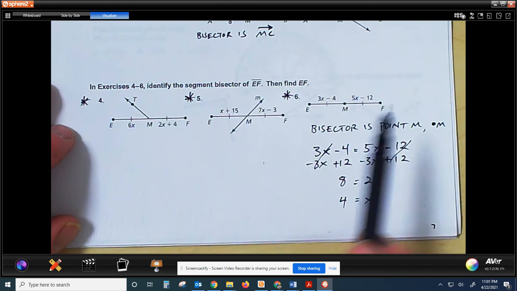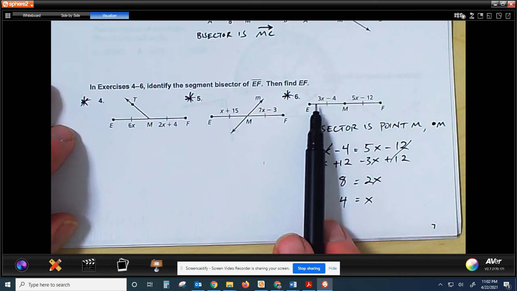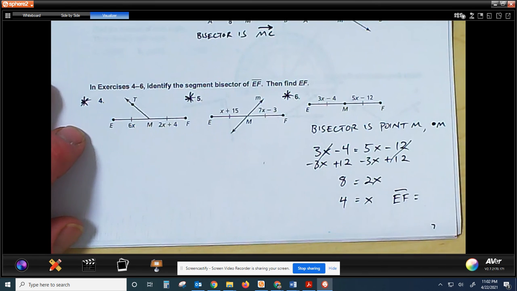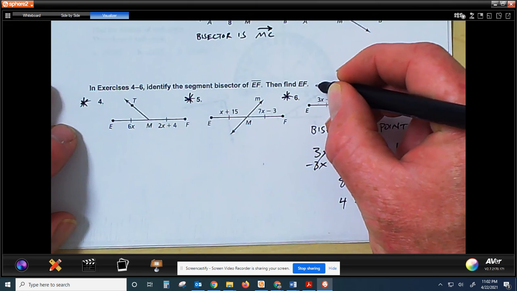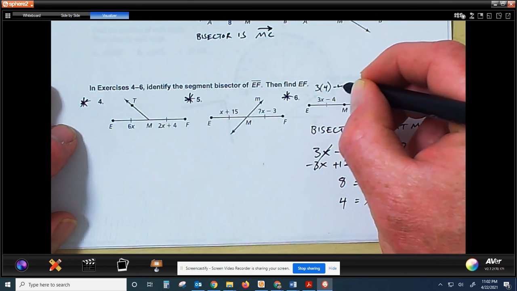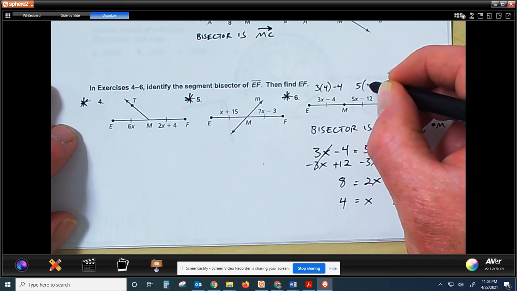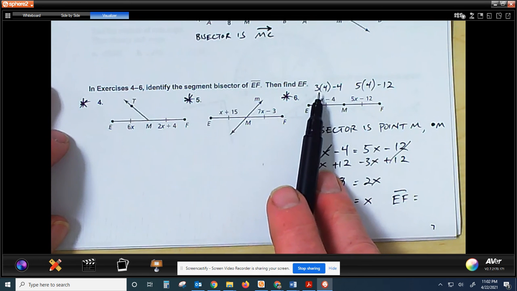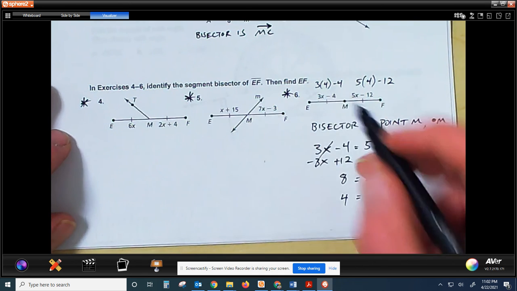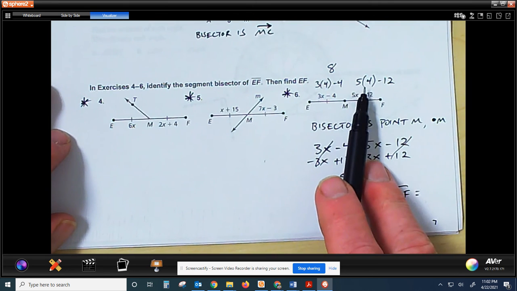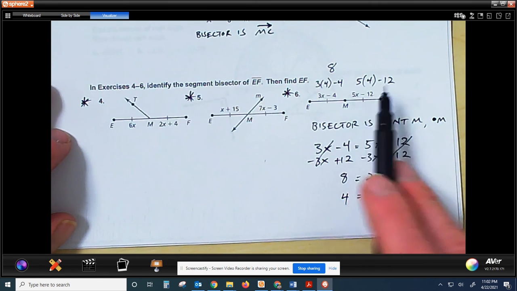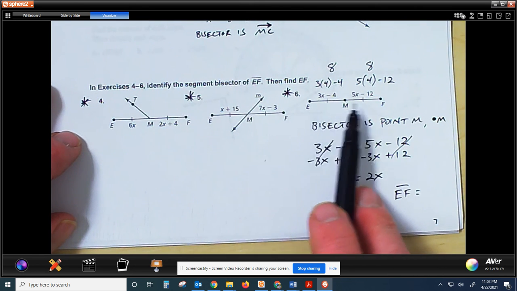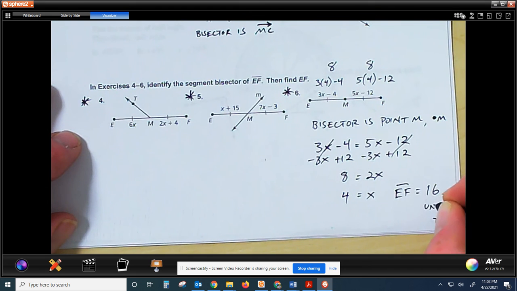That's not the final answer, though. They want to know what the entire length of EF is. So E to F. I'm going to try plugging it in. 3 times 4 minus 4. 5 times 4 minus 12. 3 times 4 is 12. Take away 4, that's 8. 5 times 4 is 20. Take away 12. Good, we did our math right. Also 8. So the total distance from E to F is 16 units.